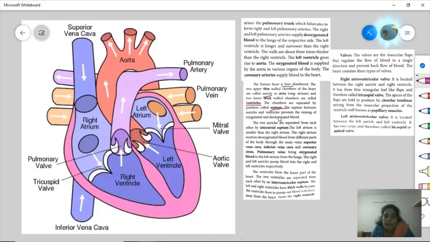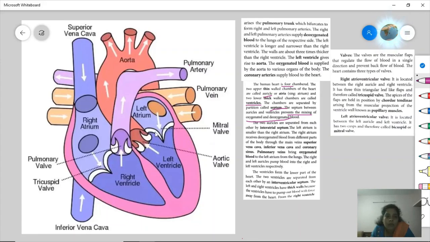The septum between auricles and ventricles prevents the mixing of oxygenated and deoxygenated blood. So what is the use of this septum? It prevents the mixing of oxygenated and deoxygenated blood.